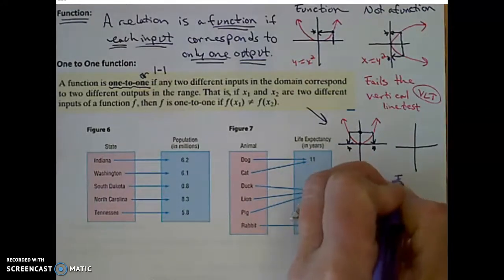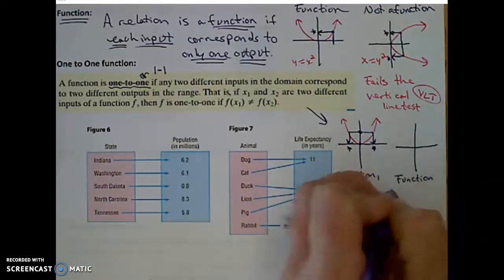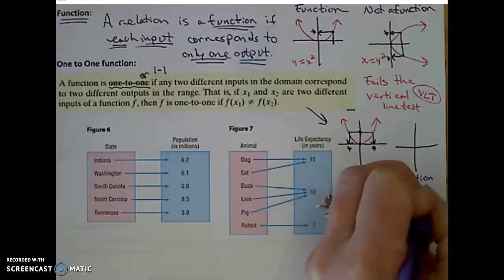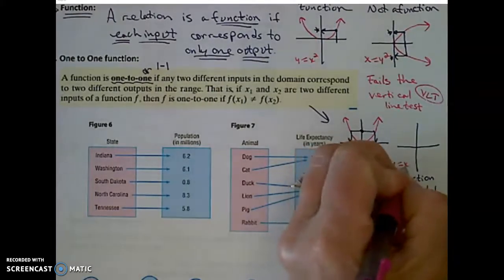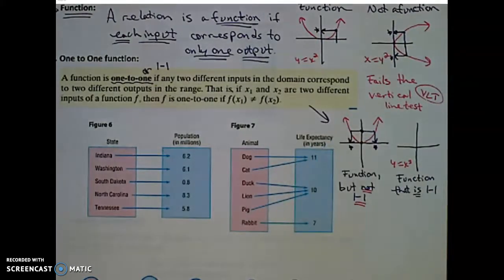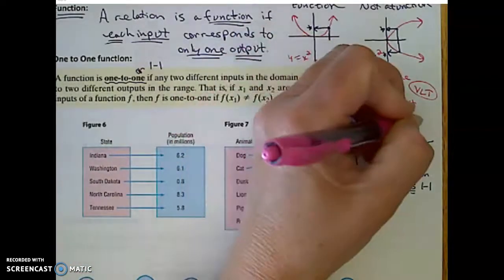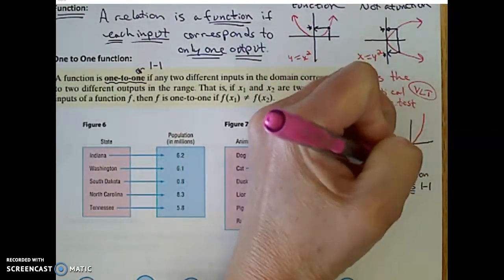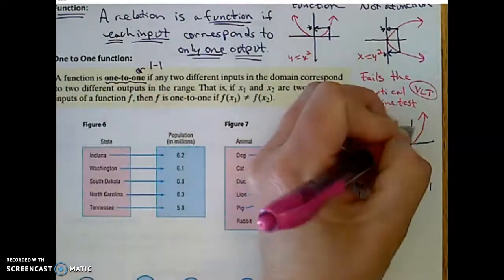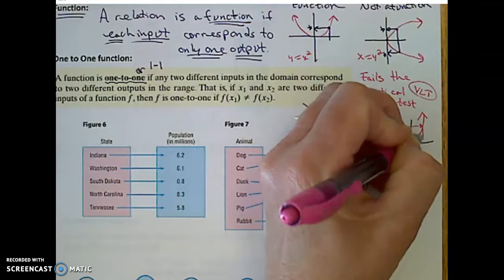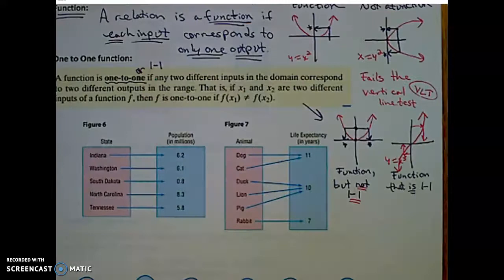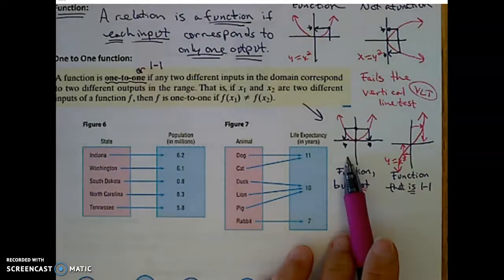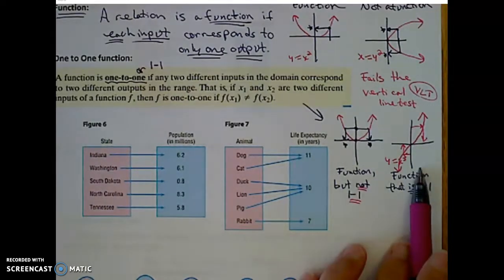Okay, and I'm going to show you a function that is a one-to-one function. This is a nice one-to-one function, y equals x cubed. Looks like this. For every single output, there is only one input. So that thing is a one-to-one function. This is a function, but not one-to-one. This is a one-to-one function.